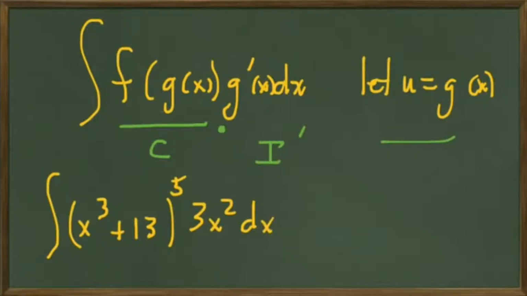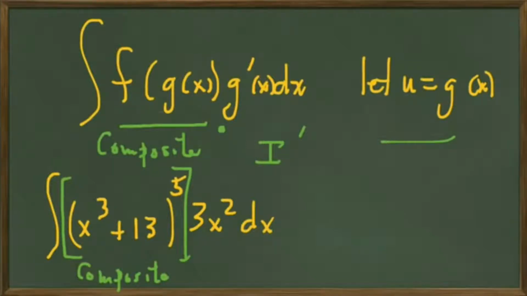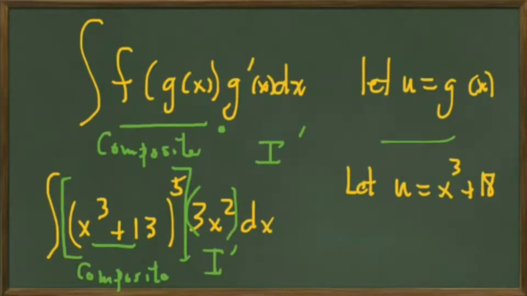So do you see that this part here, the x cubed plus 13 to the 5th power, is our composite function. Let's tag it COM. Let's actually write out composite. So the part in the brackets, the green brackets, is our composite function, and it's also true that this is the inside function and that this part right here is the derivative of that inside function. So if we follow the structure outlined in the general case, we should let u equal the inside function g of x.